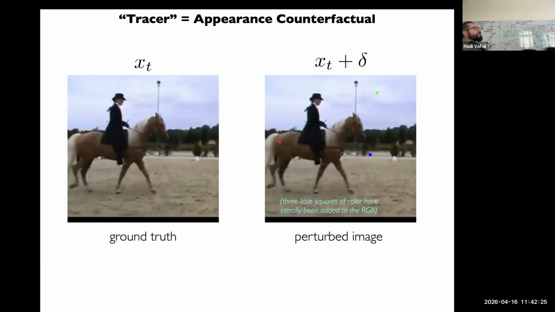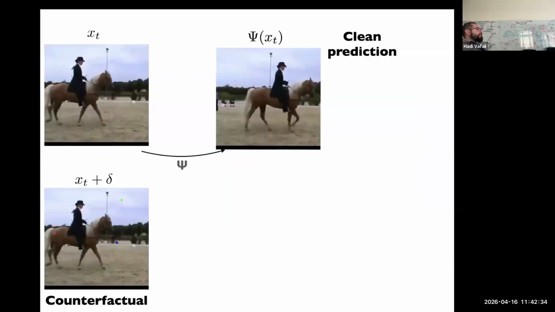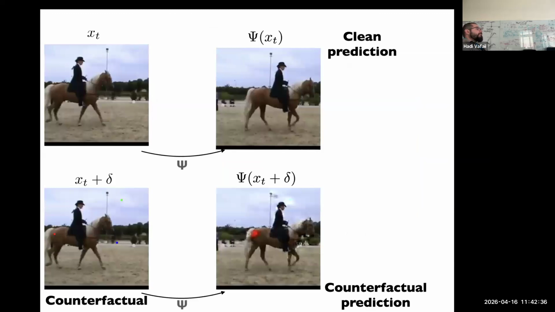A red square, a blue square, and a green square. Does anybody not see those? They're there, like these little perturbations are there, right? Okay, so now, they're there. So basically, let's forward it under the predictor and see what's happening.